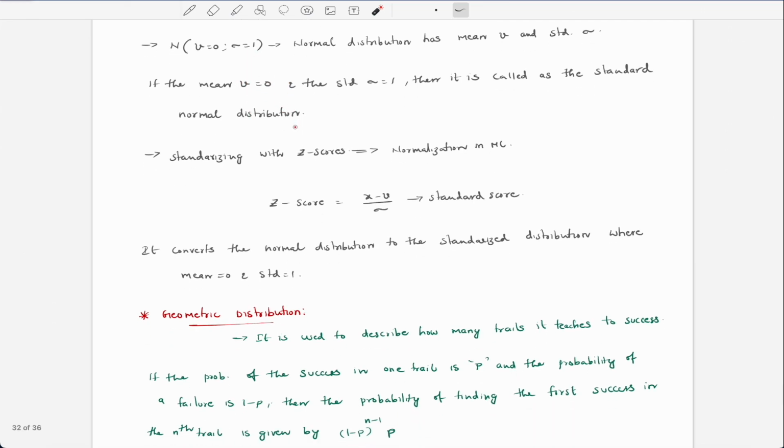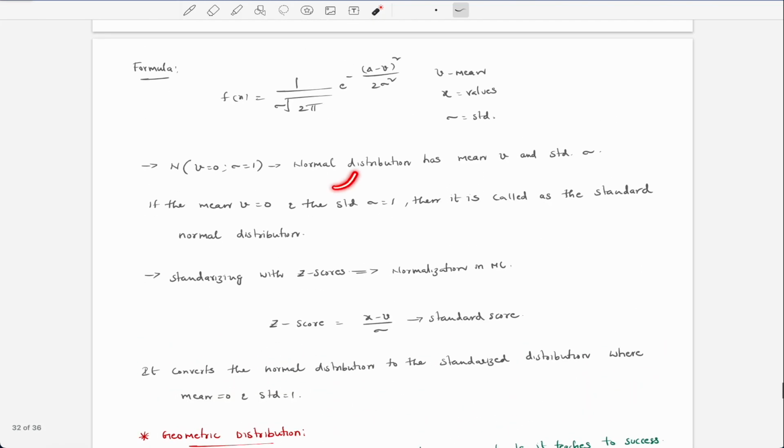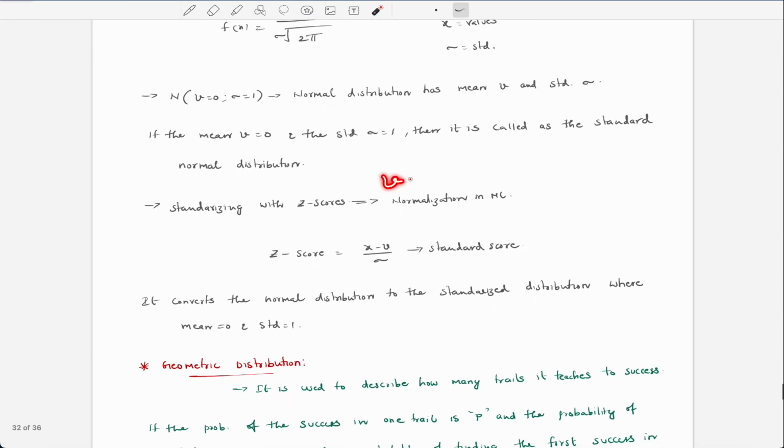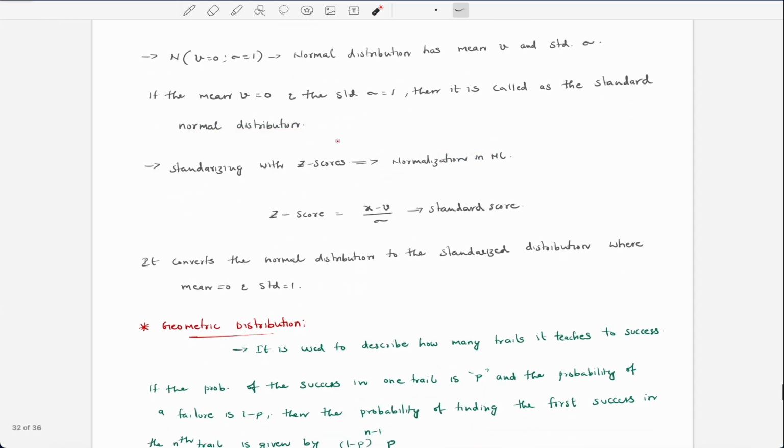So what do we mean by standardizing? We do the standardizing method using Z scores, which we are going to cover in the ML lectures. This standardization is called normalization in machine learning, and we use it in the pre-processing module. So how are we going to find the Z score? It is the value x minus mu, divided by the standard deviation. This is a standard score, right? It converts the normal distribution into the standard distribution, where mu is equal to 0 and the standard deviation is 1. That is the standard normal distribution. I hope you understand this, right?